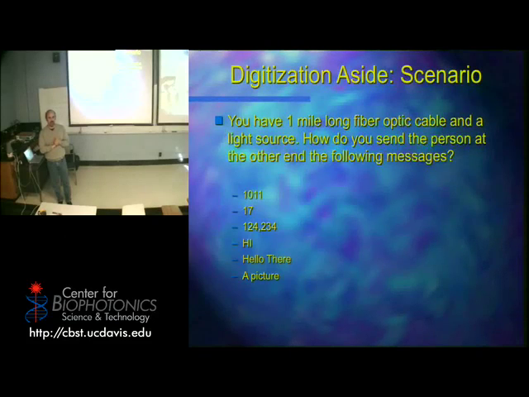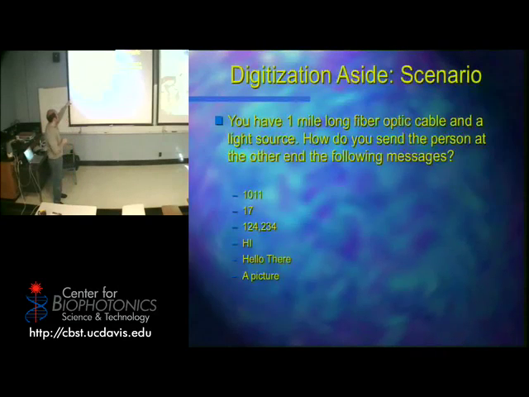Usually it's when you do it on your own or you happen to have a computer class or some other class that teaches you some of this. So I just want to give you a brief aside so you have a sense of what this means. Here's a scenario. You have a 1 mile long fiber optic cable. Remember those orange cables I brought the other day? You have a 1 mile long one of those and a light source. How do you send the person at the other end a message?